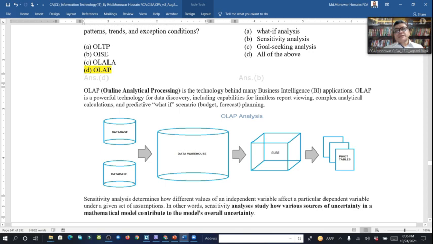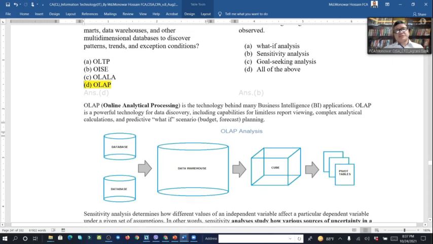Online analytical processing is a powerful technology for data discovery, including capabilities of report viewing, complex analytical calculation, and predictive what-if scenarios, budget forecasts, etc. So this is the database here. Here the database is the data warehouse, and within the data cube, probability tables, etc. This is how OLAP analysis is done within the database.